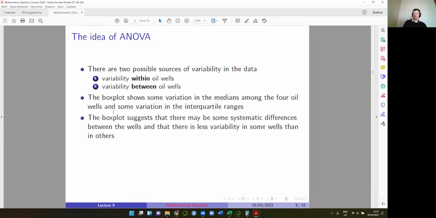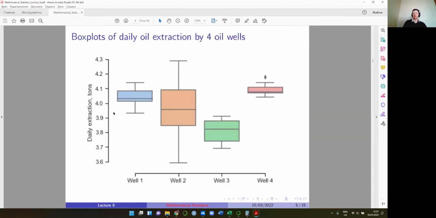So that picture suggests, but we are not sure, it just suggests that there may be some systematic differences between the oil wells, and there is less variability in some wells than in others, right? So that's what we have seen. So in this well, variability is higher, and this is lower, and also there is some difference in the levels of production. So one oil well produces more oil than the other in median.